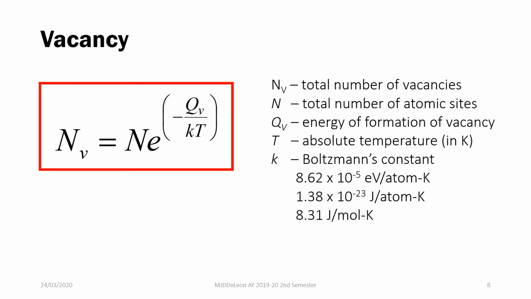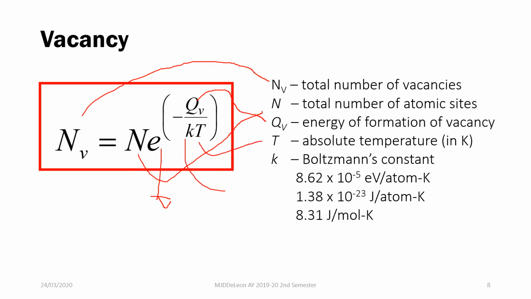NV is equal to N exponential of negative QV over KT, where NV is the total number of vacancies. N is the total number of atomic sites. E is your exponential, remember, your Euler's number. QV is the energy of formation of the vacancy. T is the absolute temperature in Kelvin, and K is the Boltzmann constant. The Boltzmann constant can be expressed as 8.62 times 10 to the negative 5 electron volts per atom Kelvin, or 1.38 times 10 to the negative 23 joules per atom Kelvin.